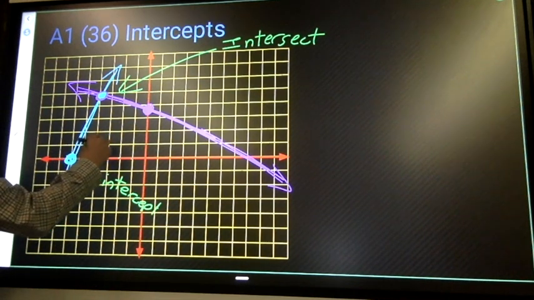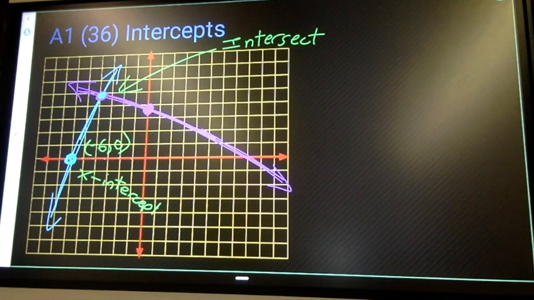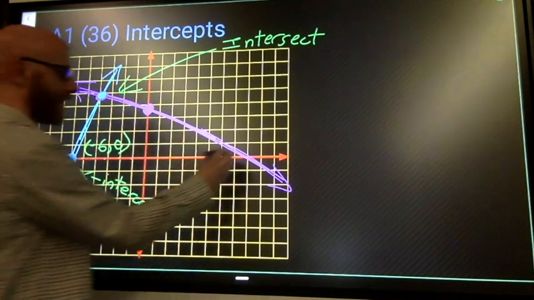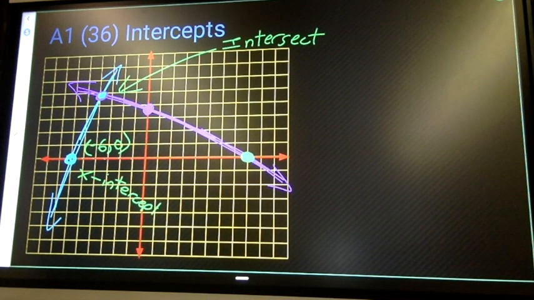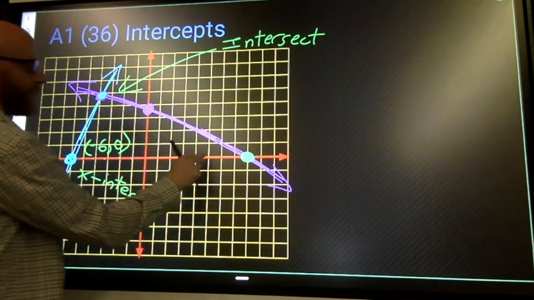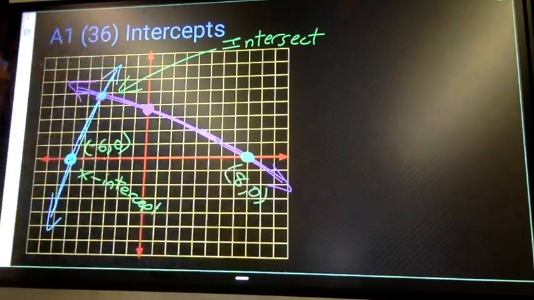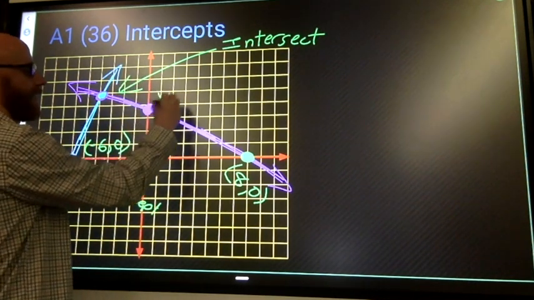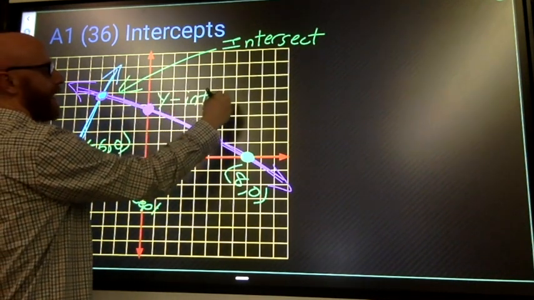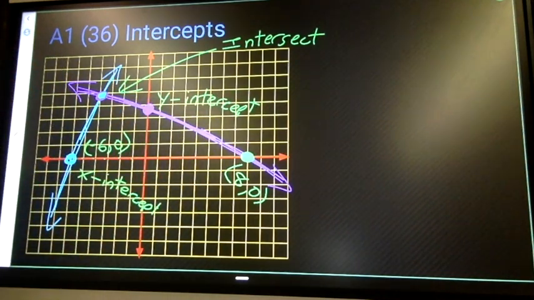In this particular case, the x-intercept is -6, 0. If I asked about the x-intercept of the purple line, we'd be talking about over here. Where does the purple line cross the x-axis? And that would be at 8, 0. All right, x-intercept. Y-intercept then would be where does a line cross the y-axis?